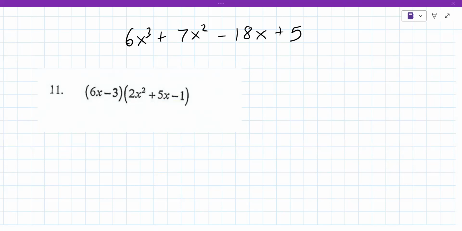X squared. And then minus 15x plus 3, plus 12x plus 3, plus 30x squared, minus 6x. 24x squared.